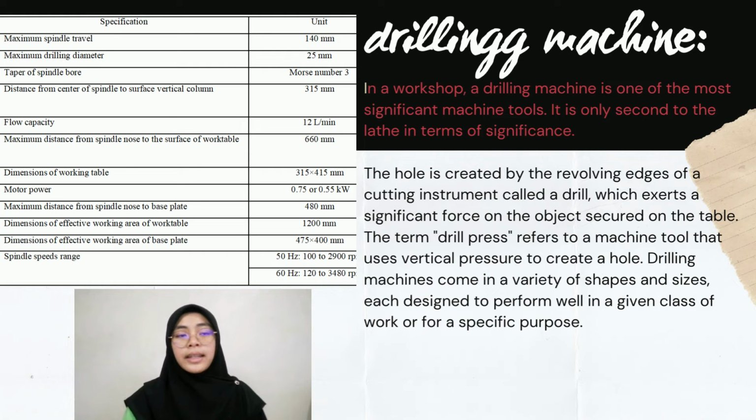As you can see here, these are the specifications for a drilling machine. We have maximum spindle travel, maximum drilling diameter, taper or spindle bore, distance from center of spindle to surface of vertical column, flow capacity, maximum distance from spindle nose to the surface of work table, dimensions of working table, motor power, maximum distance from spindle nose to base plate, dimension of effective working area of work table, dimension of effective working area of base plate, and the last one is spindle speed range. So here is the unit required to follow the specification of a drilling machine, and as we can see here, here is the value.